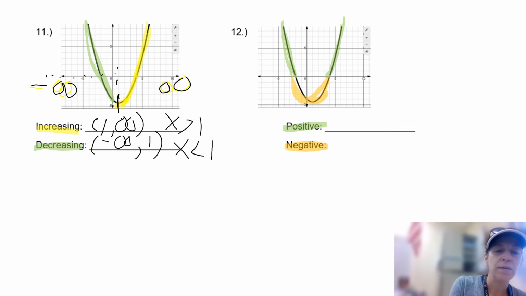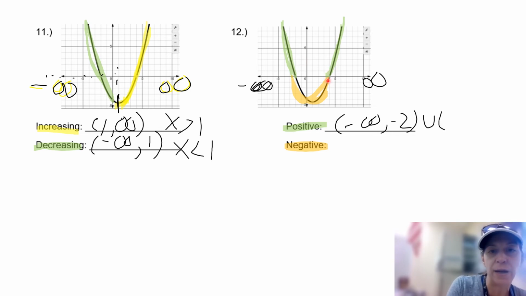In this one, you've got your positive, and that's supposed to be negative infinity and infinity. So your positive starts at that negative infinity, and it stops being positive when it hits what looks like -2. So negative infinity to -2, and then it picks up again being positive over here at the 4, and then goes outward to the infinity.